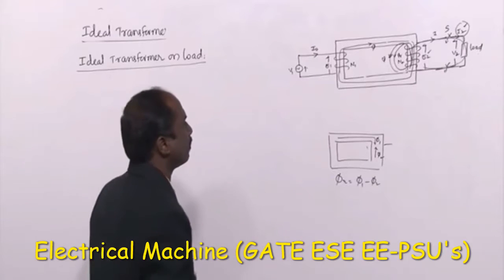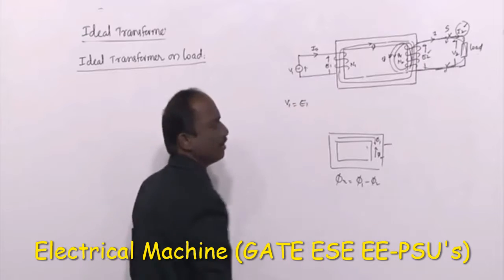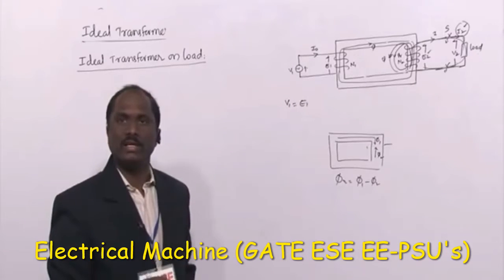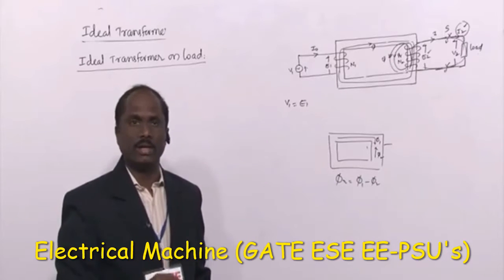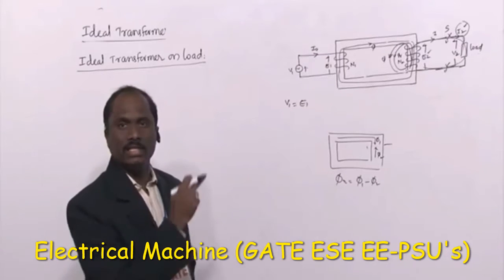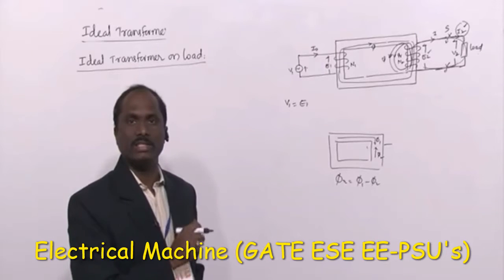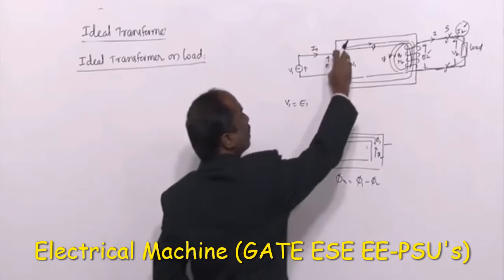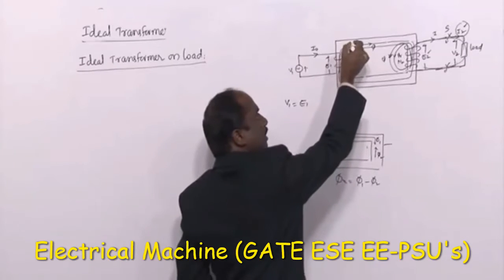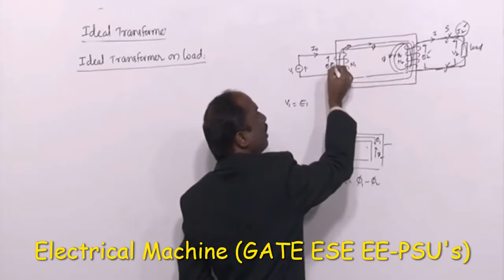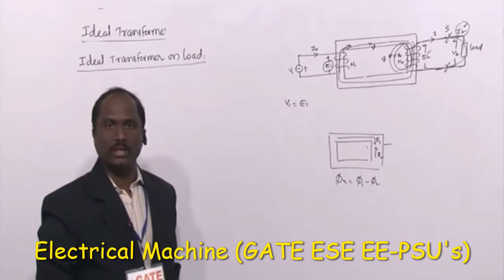But in an ideal transformer, what is the condition? V1 must be equal to E1. What is E1 actually? It is the induced EMF in the primary coil when only phi1 is there. But here, because of the load current, there is a secondary flux phi2 opposing the first flux, so the resultant flux in the core decreases. The resultant flux is phi1 minus phi2. When this decreased flux links with the coil, E1 should be reduced.